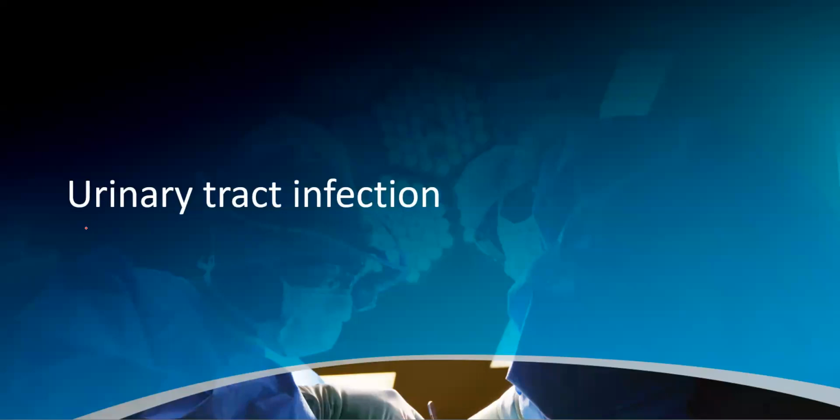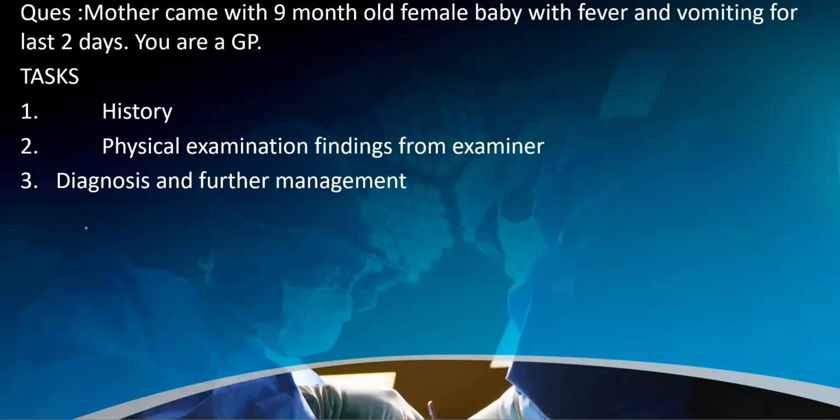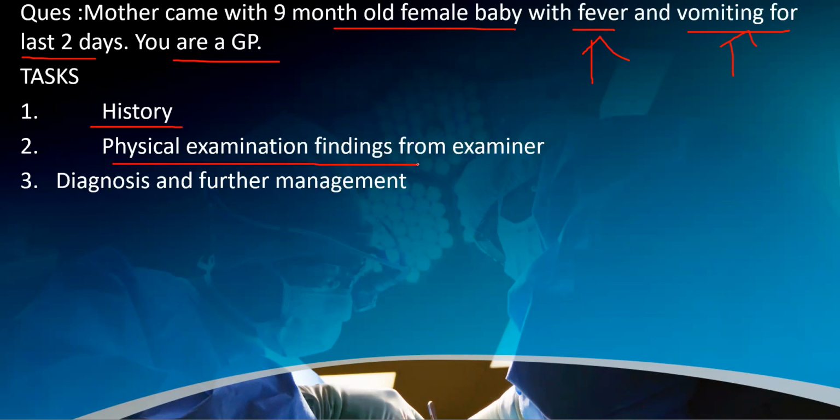All right, now let's move on. Urinary tract infection. Very, very important case for your exam. So a mother came with a 9-month-old female baby with fever and vomiting for the last 2 days. You are a GP. Your task is to take a history, physical examination finding from examiner. Now, this will be probably a PFE card, so don't bother. Diagnosis and further management.